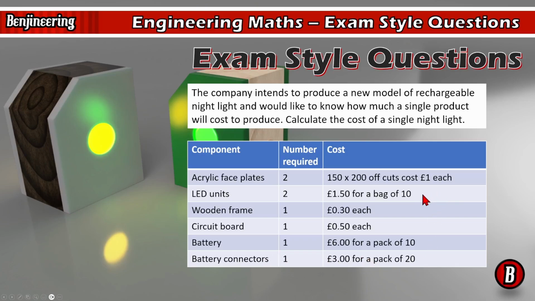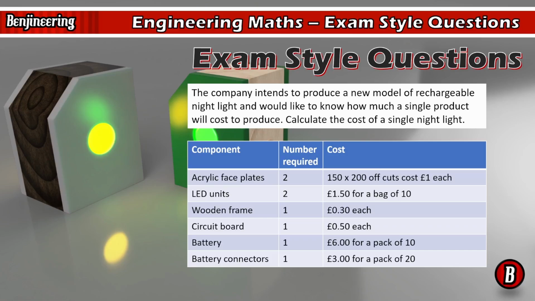All right. So to answer this question, what you're going to need to do is work out per one of these lights how much each of these things is going to cost. So you're going to have to do a bit of dividing. If you would like to pause me now and see if you can work out what the answer is to this question, how much is one of these going to cost, we'll be back in a sec with the answer.